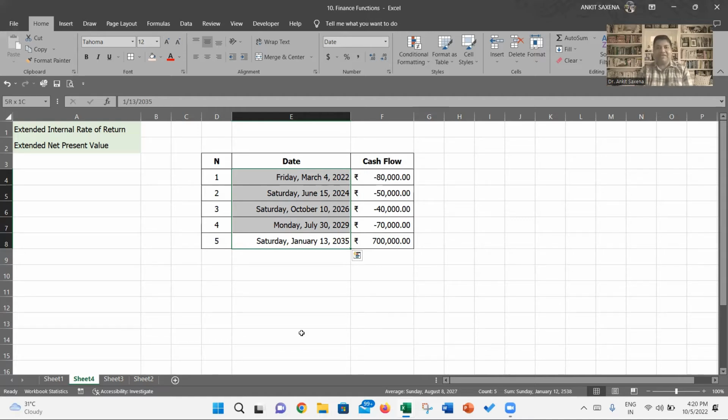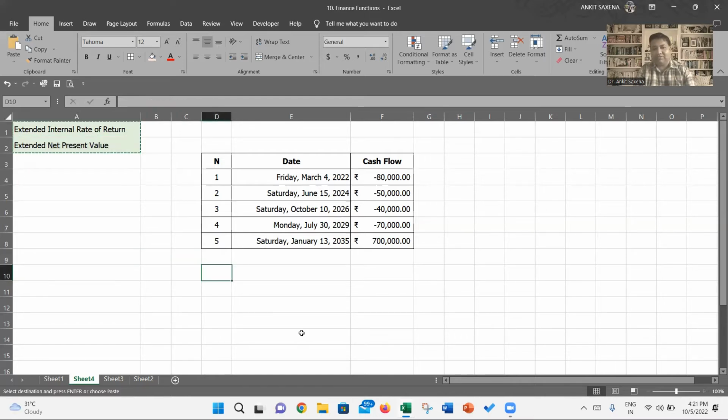So obviously these dates are not going to be equally spaced. Today the market is on the bearish side, so you might invest some money today. Maybe after 3 months you have another opportunity, after 9 months another, and after a few years another set of opportunities. This is obviously not equally spaced. So in such transactions, when you want to calculate your annualized return, XIRR or XNPV is a better function. So we'll be calculating these two things over here.